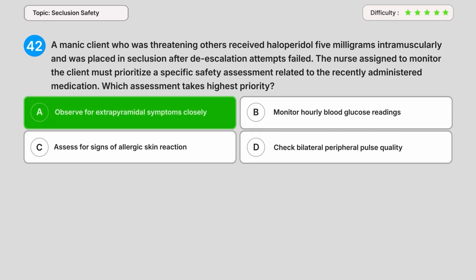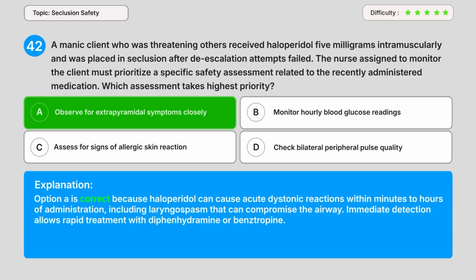Correct answer: A. Observe for extrapyramidal symptoms closely. Explanation. Option A is correct because haloperidol can cause acute dystonic reactions within minutes to hours of administration, including laryngospasm that can compromise the airway. Immediate detection allows rapid treatment with diphenhydramine or benztropine.